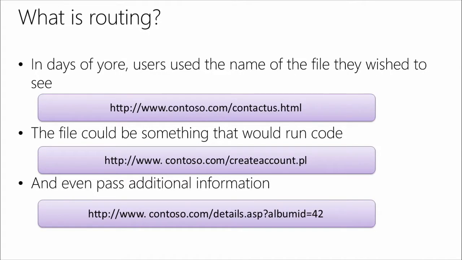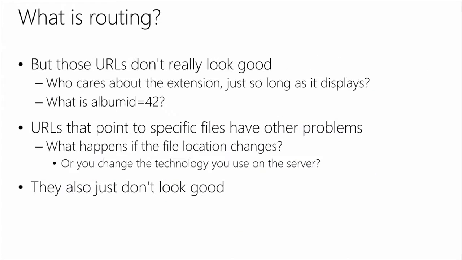Or let's go one step further with this. Let's say that we want to be able to pass additional information to that file. So maybe we've got www.contoso.com/details.asp, going real old school there, albumID=42. The one thing that all of those URLs have in common is that, frankly, they're all bad.